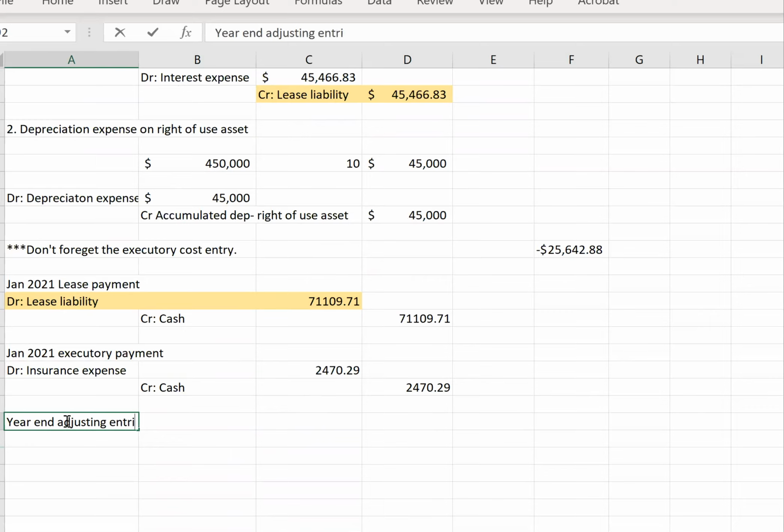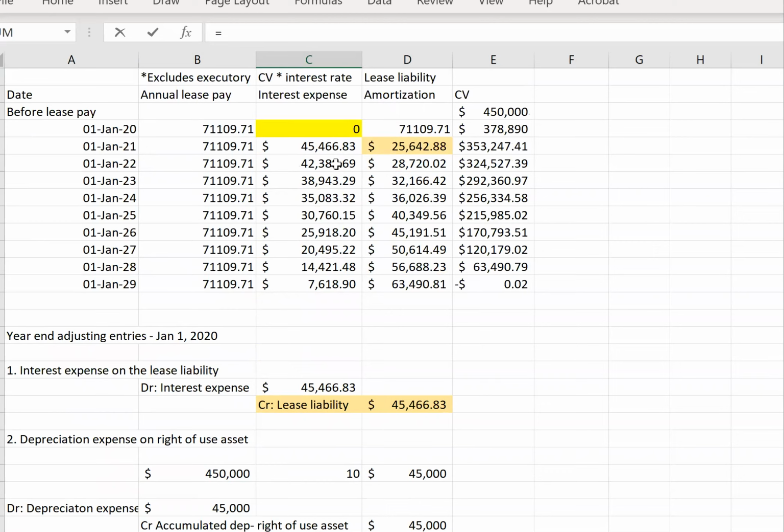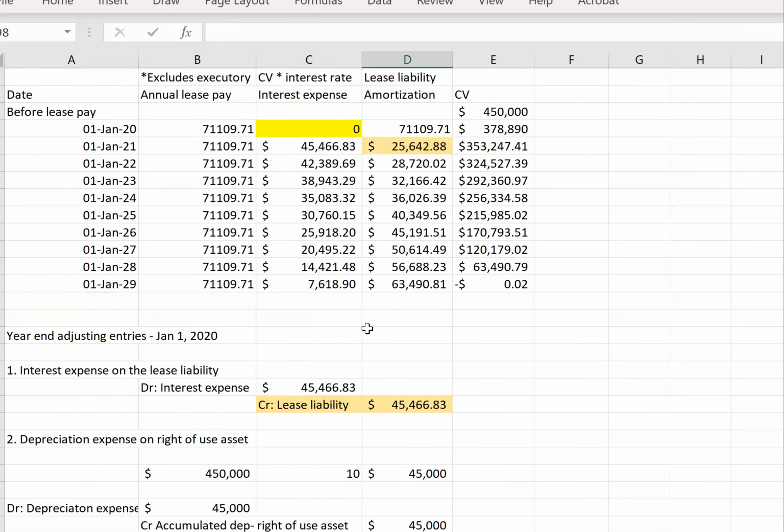Year-end adjusting entries, December 31st, 2021. So we're going to have one interest expense on the lease liability, which is going to be debit interest expense, credit lease liability. And this amount is going to be the interest on this amount, which is going to be 42,389, which is right here, because it's the carrying value times the interest rate of, I think it's 12%.